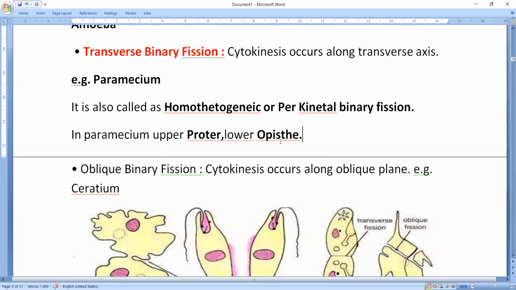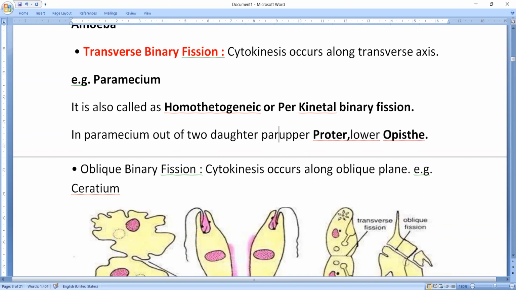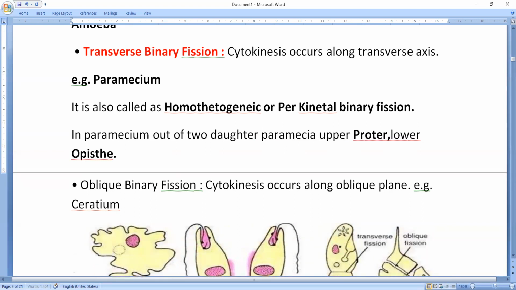And in paramecium, out of two daughter paramecium, the upper one is called rotor, the lower one is called opisthe. Okay, should remember these two terms.